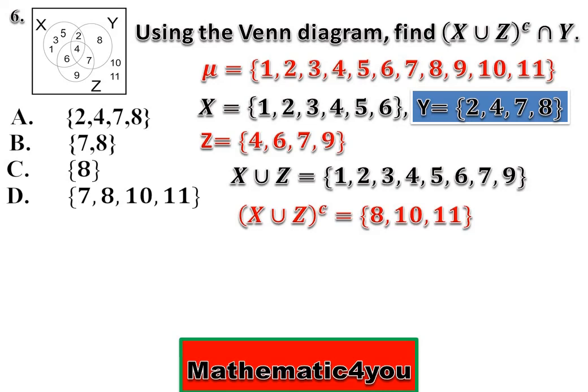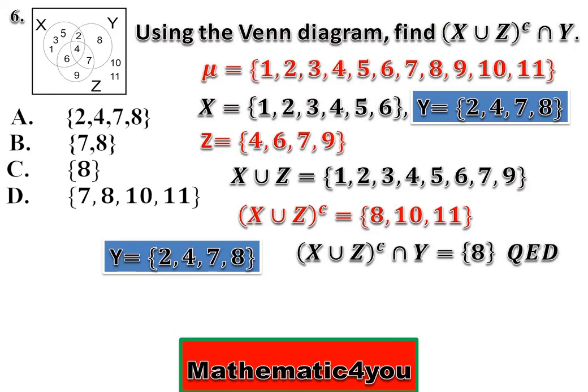And the question says (x union z) complement intersect y. So what you're going to do here is, intersect means the elements that they have in common. If you look at the elements of set y, you have 2, 4, 7, 8. What is the element that they have in common? The element that they have in common there is 8. So our right option is option C.